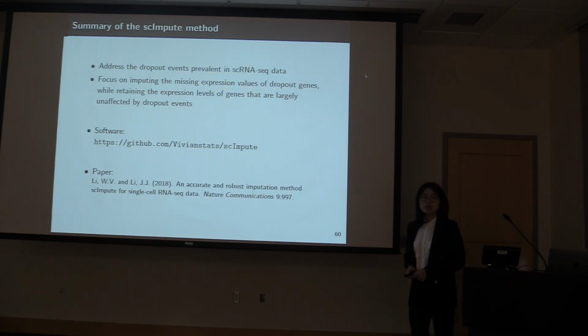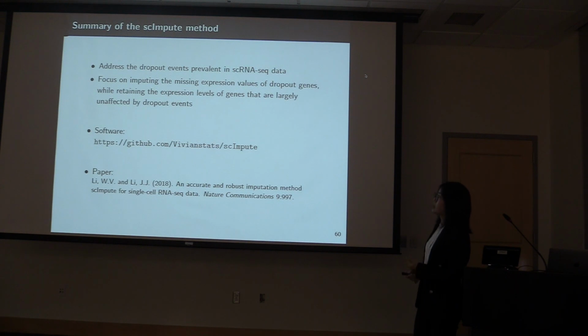And to quickly summarize, the S-impute method is developed to address the dropout events prevalent in single-cell RNA-seq studies, and its main advantage is that it only aims to identify the dropout genes and impute their gene expression levels, while trying to retain the gene expression values that are not affected by the dropout events.